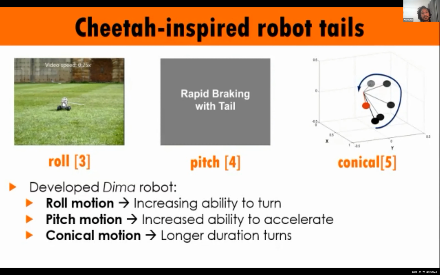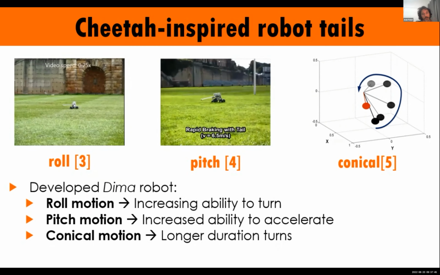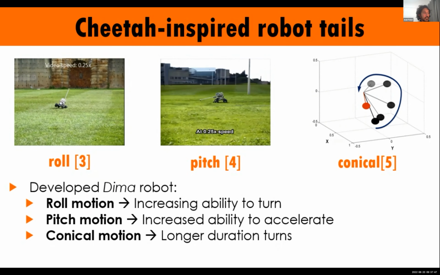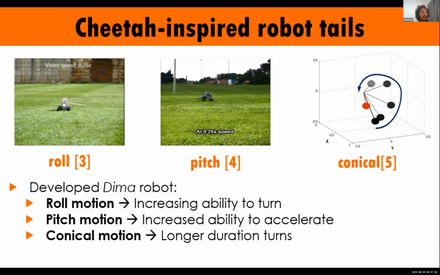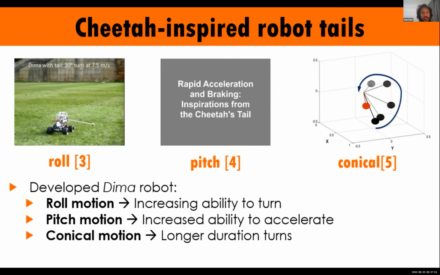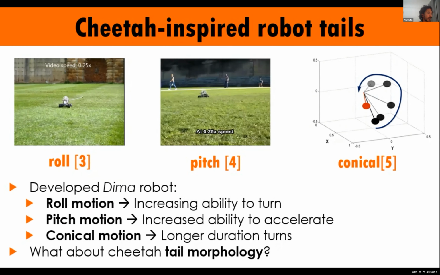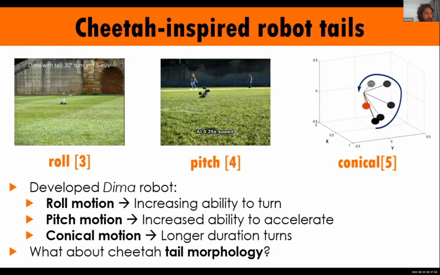And then we also saw something interesting in the videos where the cheetah swung its tail in a cone fashion. And we found that that's the optimal way of swinging your tail when you're trying to produce longer duration stabilizing torques in the body. But what about the cheetah's tail morphology?